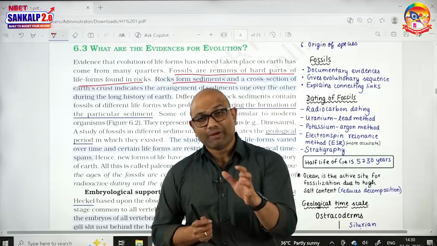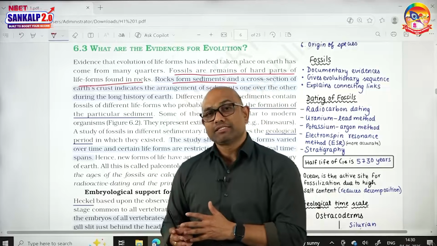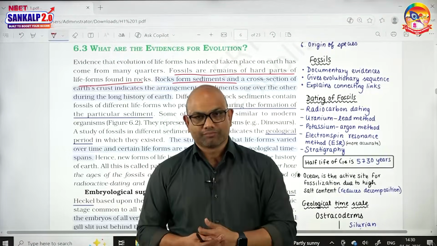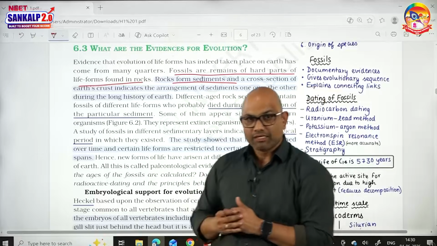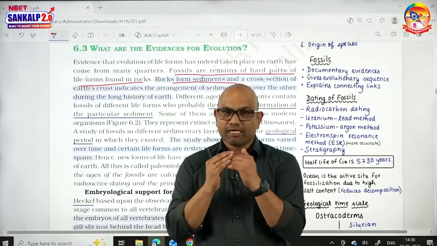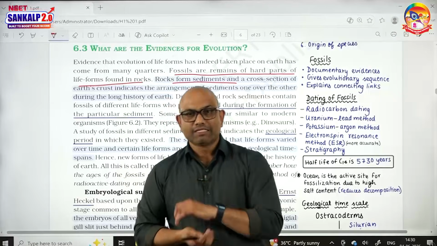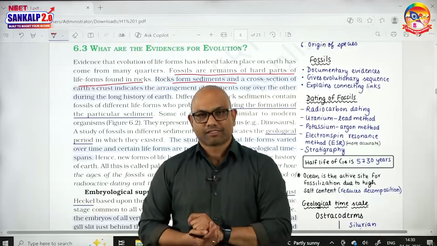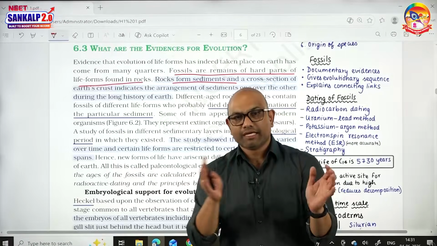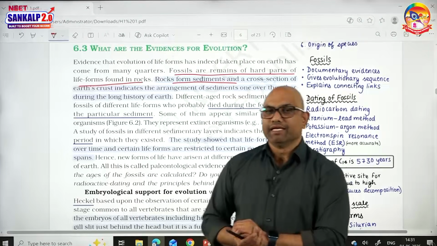Fossils are said to be documentary evidences. That means they can show an organism existed millions of years ago, prior to human evolution. Next, based on their presence in different layers of the earth, fossils can explain the sequence of evolution of a particular organism. Fossils can explain connecting links, the organism showing the characteristics of two different groups that existed in different periods. Sir, what is a period here?